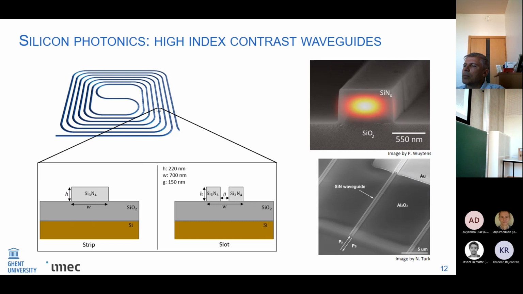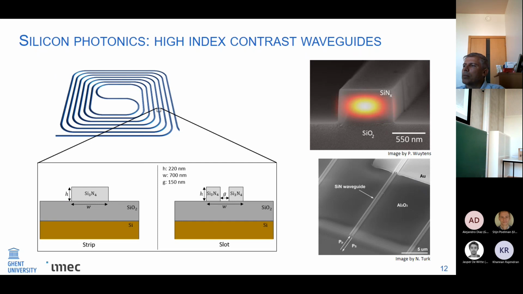And the idea there is that you have a core material such as silicon nitride in our case, not silicon, because it's transparent for the wavelengths that you want to use. You can have it in a strip waveguide, or you can have it in a slot where you have these two waveguide cores very close to each other. And when you have such a material and you surround it with a low refractive index material, you can confine your optical modes quite tightly.